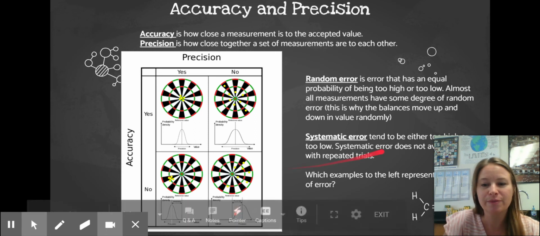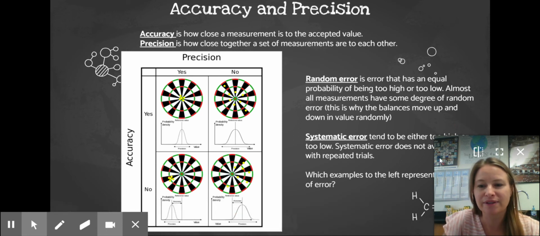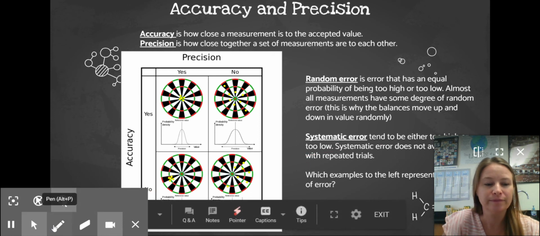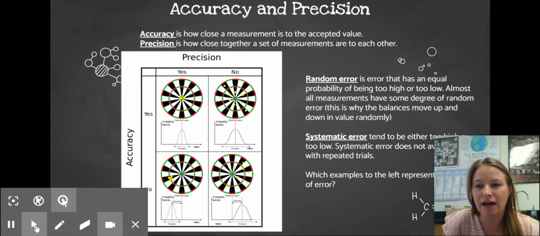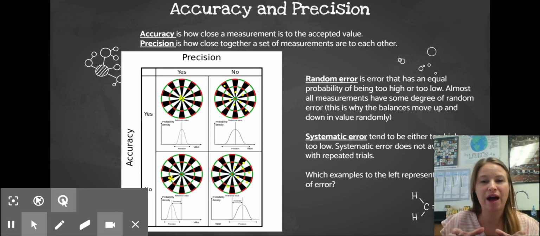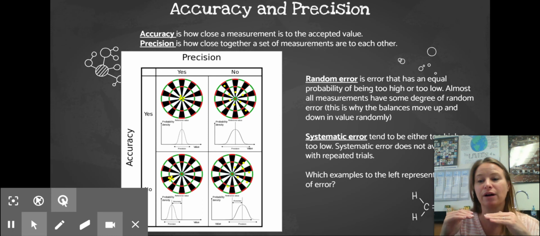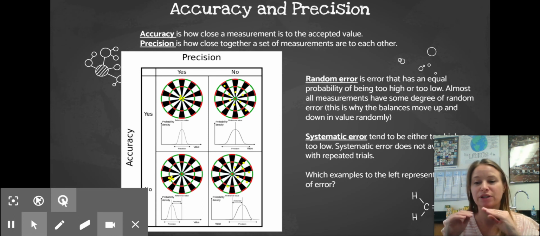There are 2 types of errors that I want you to think about: random error and systematic error. Random error is error that has an equal probability of being too high or too low. When we use a balance and the balance goes up and down, we might take the mass 5 times and find 5 slightly different numbers. That is random error. Could be the way the wind was blowing on it, somebody stepped. Those small differences are random errors.